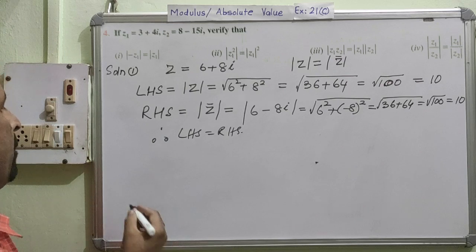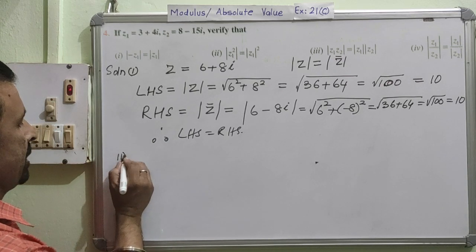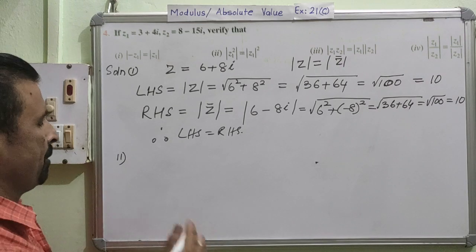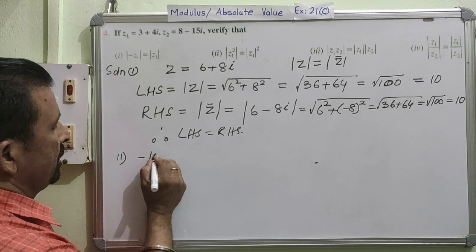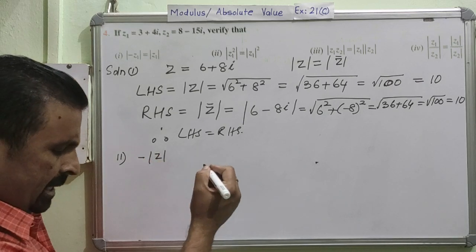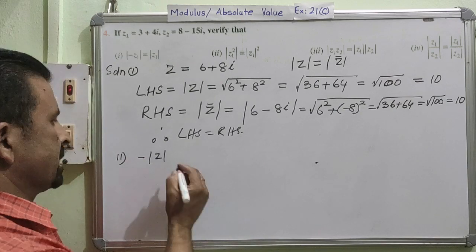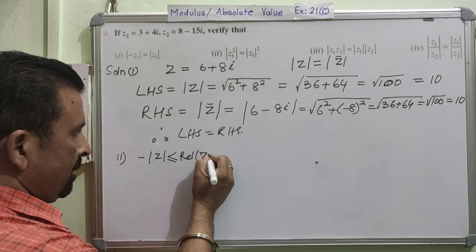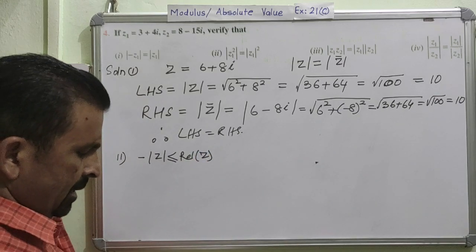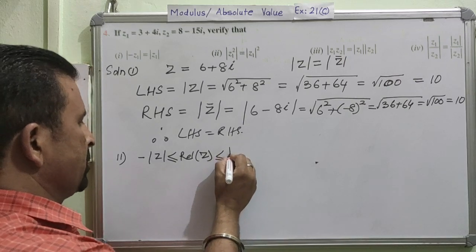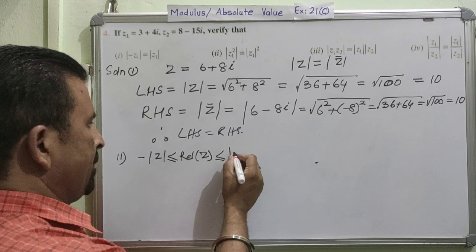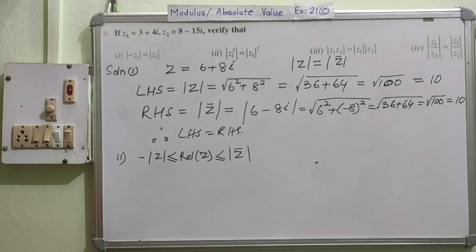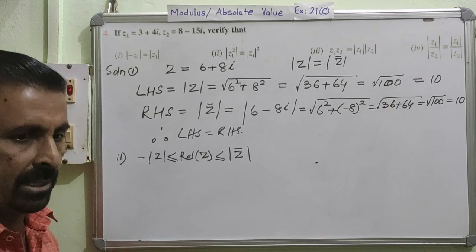So this is part 1 of your question number 3. Now let us see part 2 of this question number 3. Part 2 says: minus of mod of z is less than or equal to the real value of the complex number, which is less than or equal to mod of the complex number. Is it okay? Now let us try to understand this question, then the question will be interesting for you.